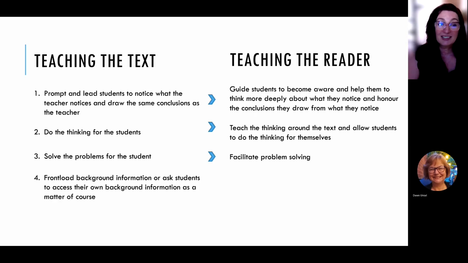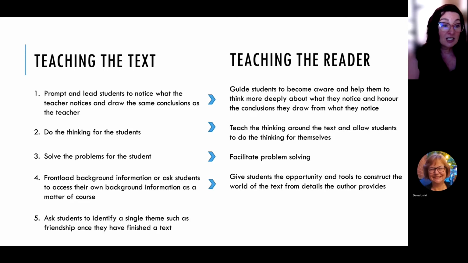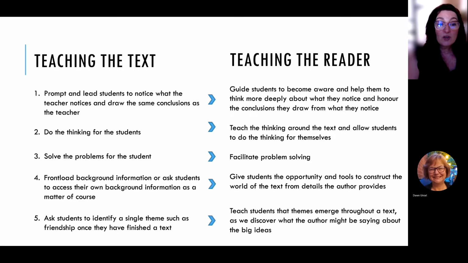When we teach the text, we front load background information or ask students to access their own background information as a matter of course. But when we teach the reader, we give students the opportunity and the tools to construct the world of the text from details the author provides. When we teach the text, we ask students to identify a single theme, such as friendship, once they've finished a text. But when we teach the reader, we teach students that themes emerge throughout a text as we discover what the author might be saying about the big ideas.